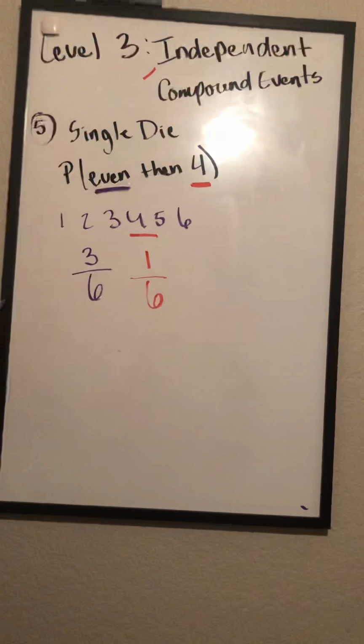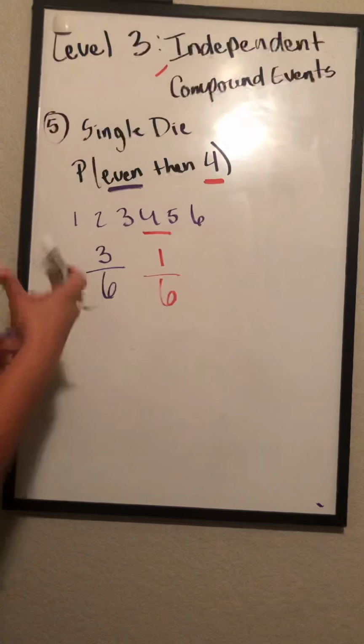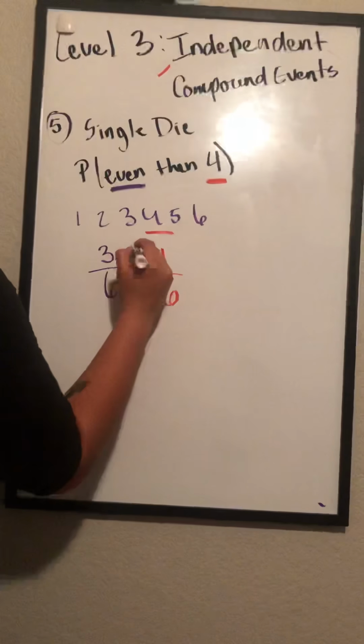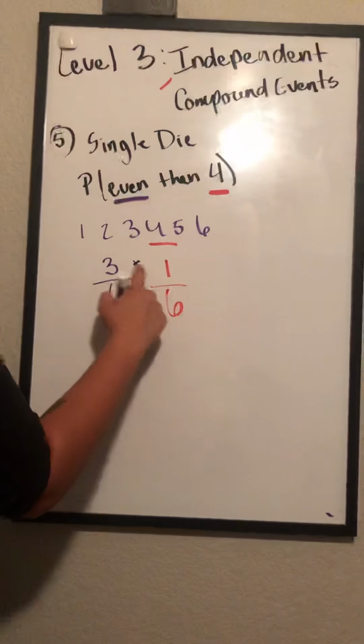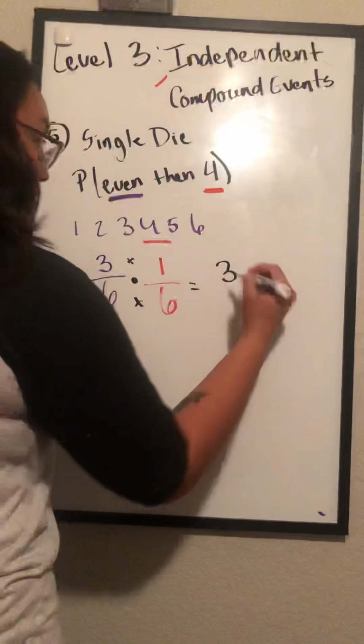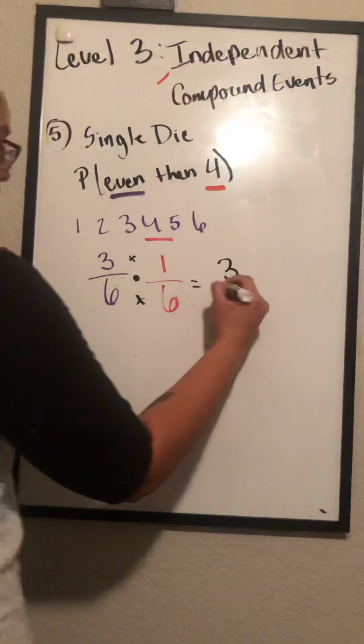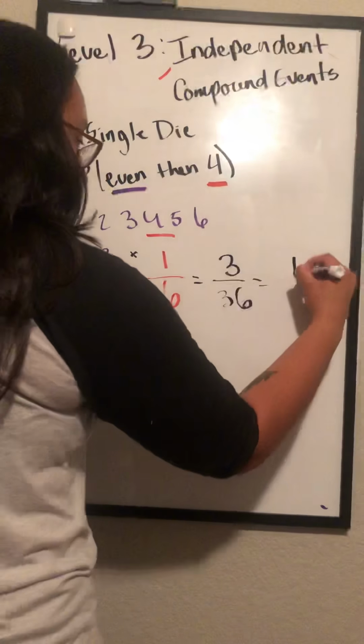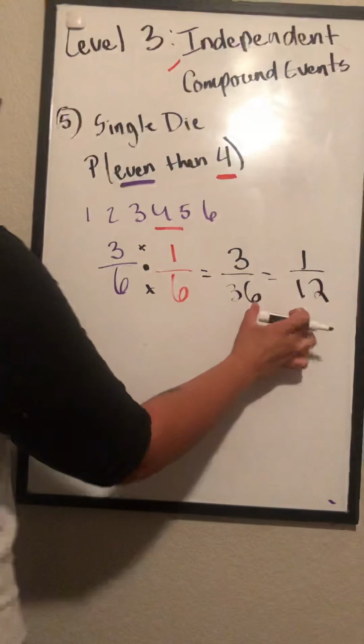We're going to go ahead and multiply those. When you multiply the two fractions, again, just multiply across the top. 3 times 1 is 3. Good job. 6 times 6 is 36. You can reduce down to 1/12. Either one of those will be accepted.